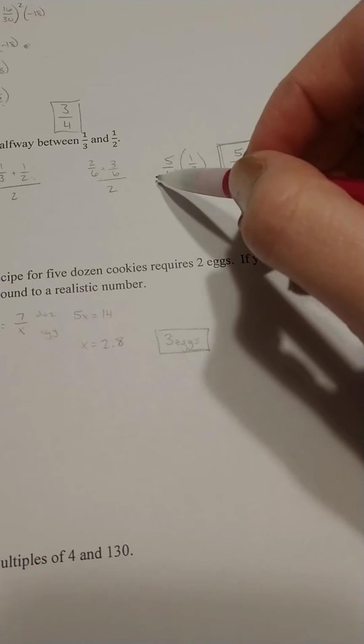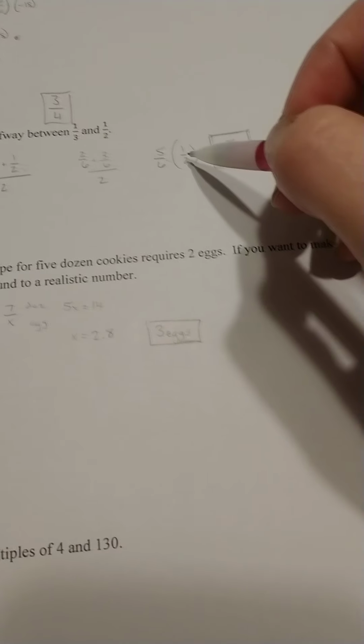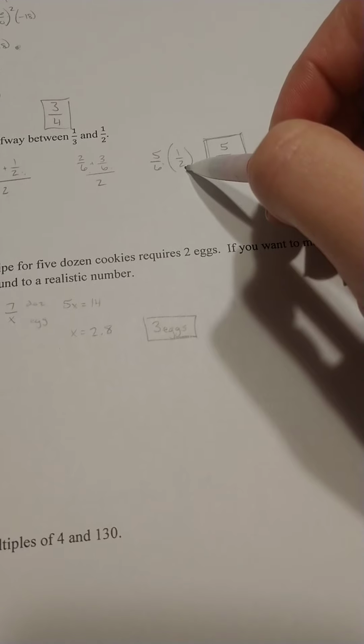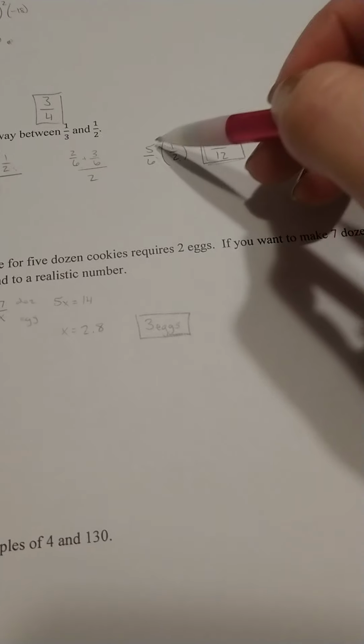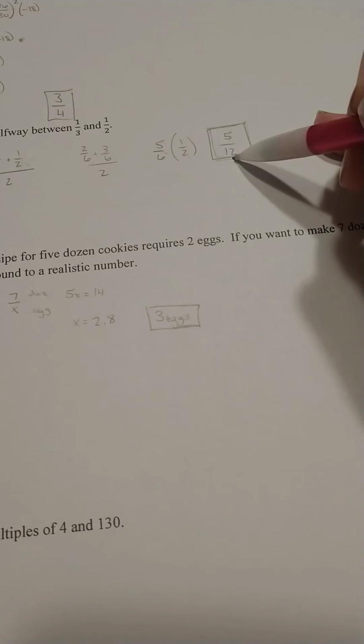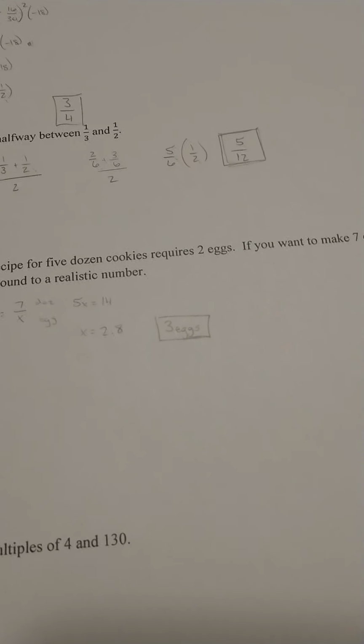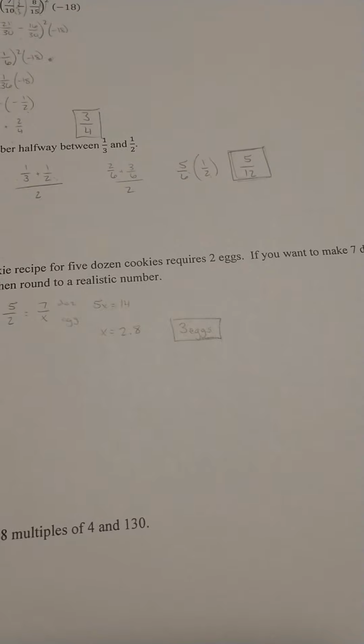Well, if you're dividing by 2, it's the same as multiplying by 1/2, because dividing by a number is the same as multiplying by the reciprocal. So 5 times 1 is 5, 6 times 2 is 12, 5/12 is halfway between 1/3 and 1/2.